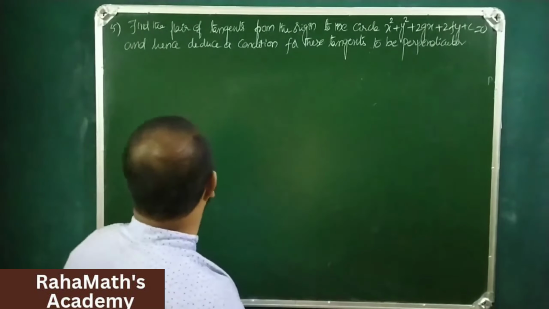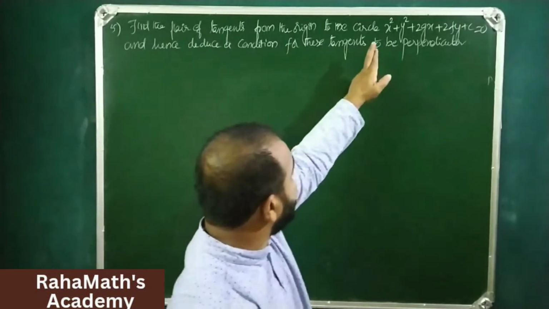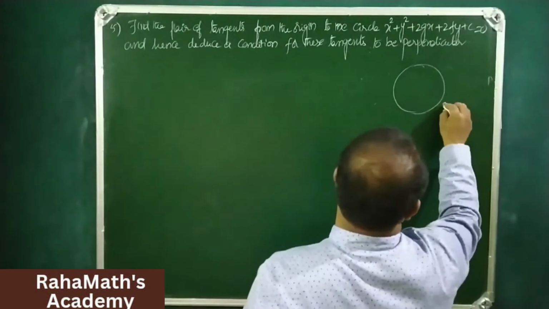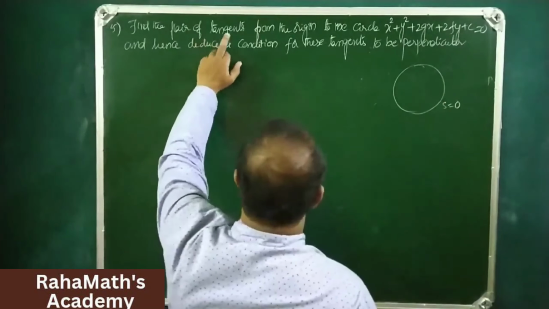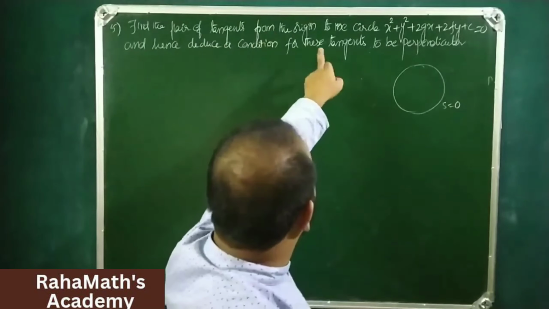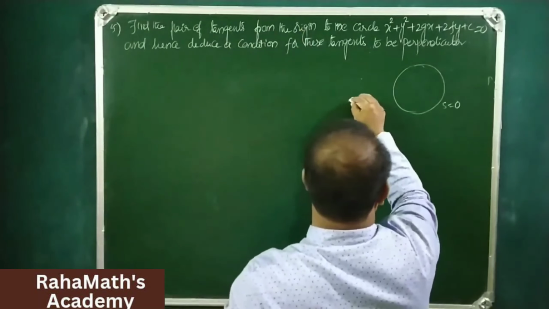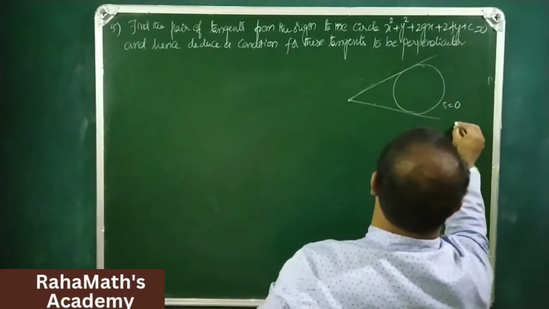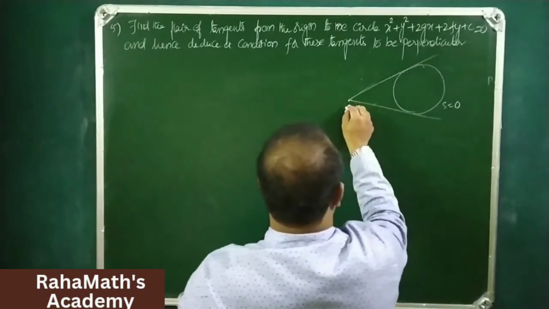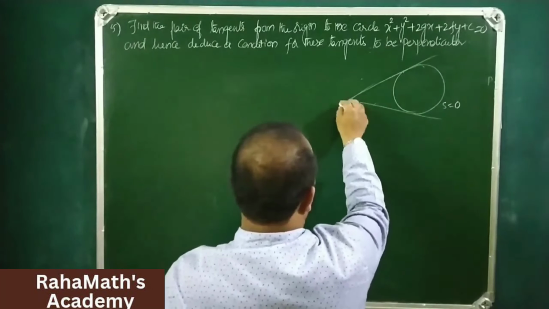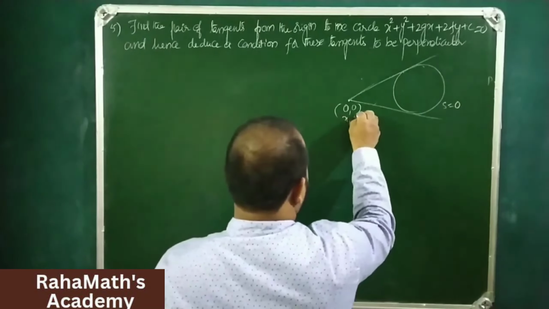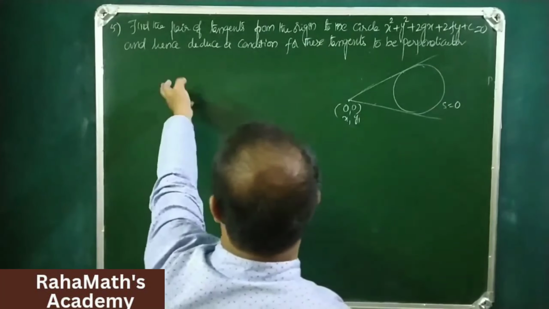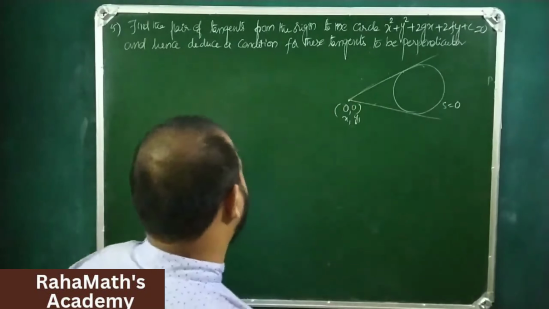Now the next question is, find the pair of tangents from the origin to the circle. So this is the circle, S equals 0, and the tangents are drawn from where? Origin. So let us suppose that the tangents are drawn from this point. So this is (0, 0), the origin. So P(x1, y1) is this.